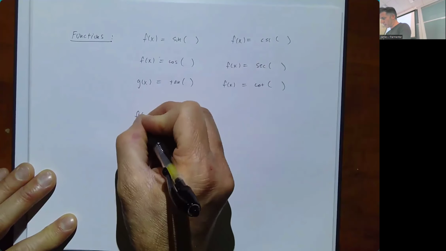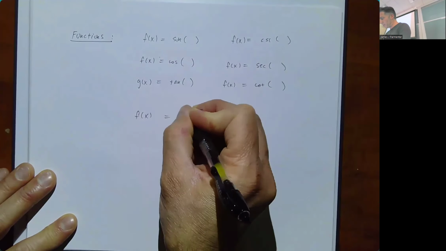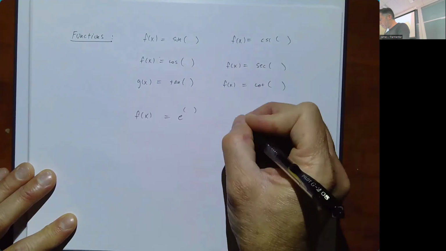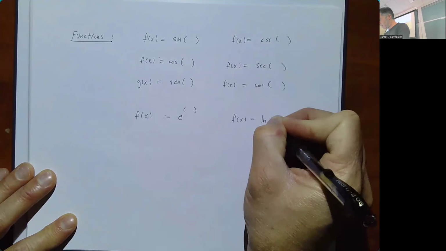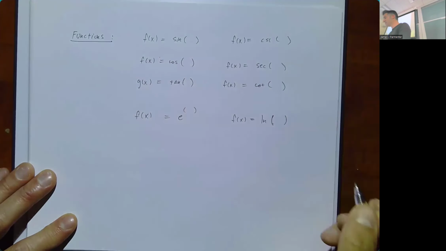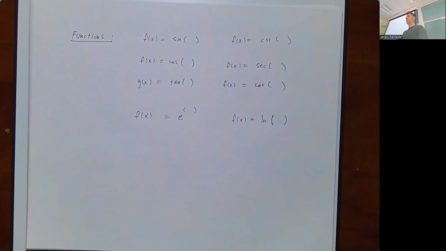And we also have f of x equal to e to the something, or f of x equal to the natural log of something. This list is not quite exhaustive, but it's most of the functions you need to be aware of how to differentiate. Whenever your function is one of these functions of some stuff, where the stuff is a function of x, the derivative is going to work like this.